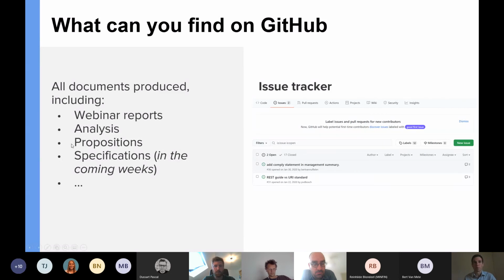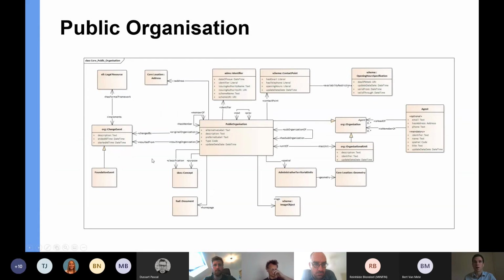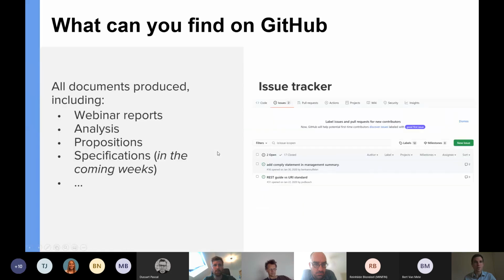You will also find our propositions, which at the start will be the models we have seen in terms of visual representations, so the class diagram over here. And also some tables with the definitions of the terms so that we can start diving into some details from a semantic point of view. And what you will also find, of course, on GitHub, for those that are not familiar with it, is an issue tracker.